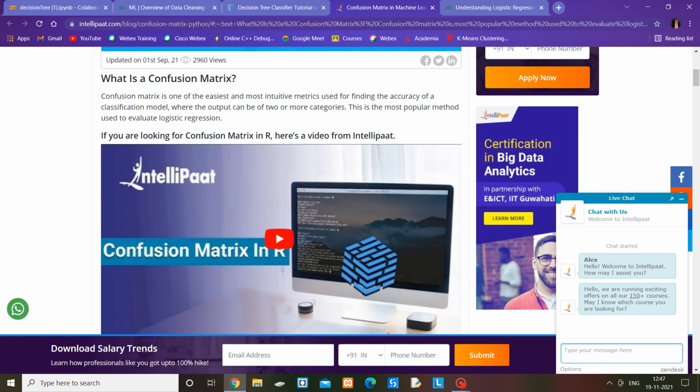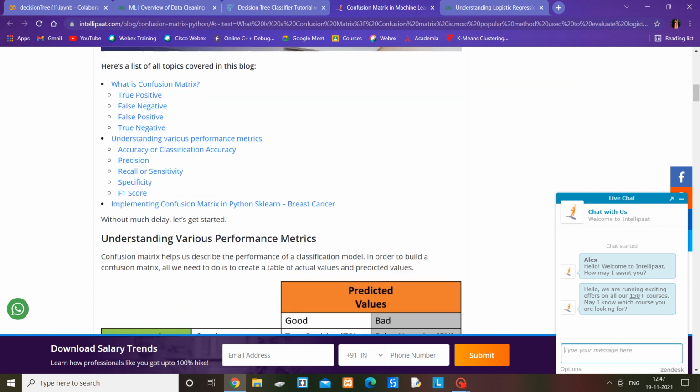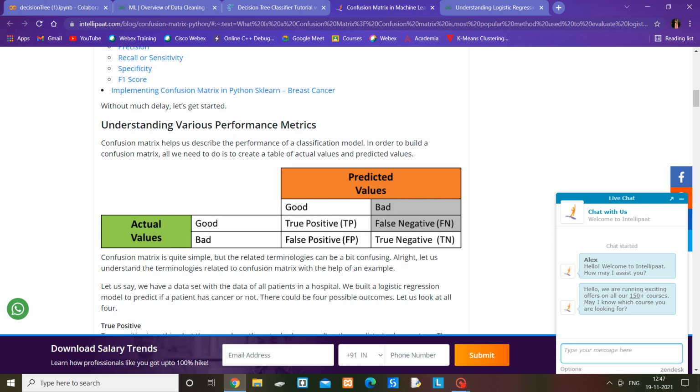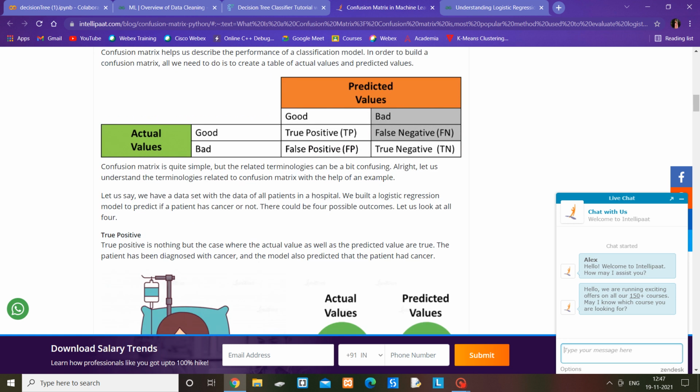The confusion matrix is the easiest and most intuitive metric used for finding the accuracy of a classification model, where the output can be two or more categories. This is the most common method used to evaluate logistic regression. So, understanding the various performance metrics: the confusion matrix describes the performance of a classification model. Here the actual value is good or bad, and the predicted value is good or bad: true positive, false negative, and so on. This is the confusion matrix.